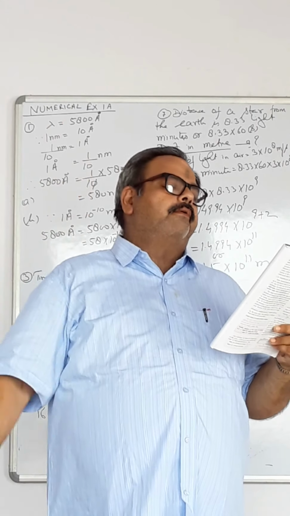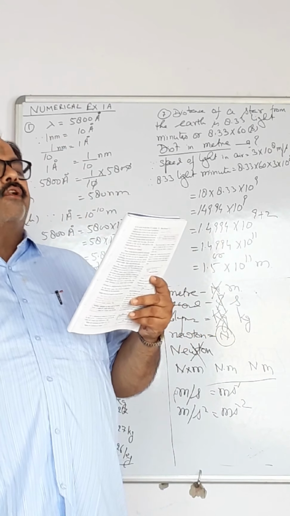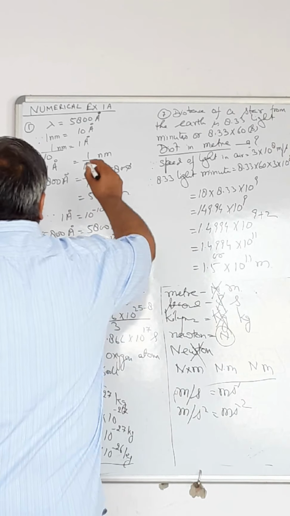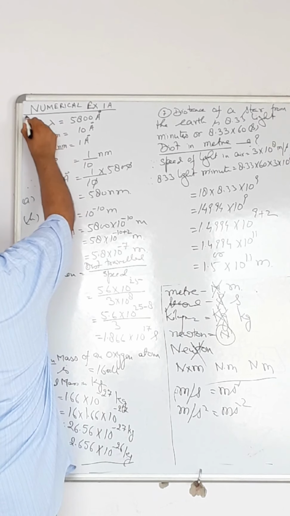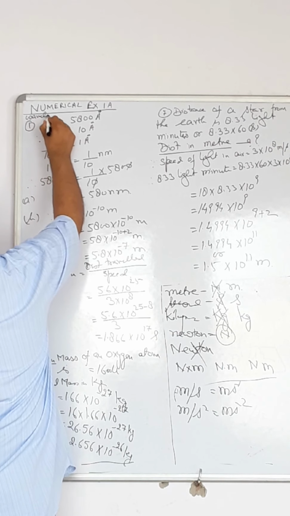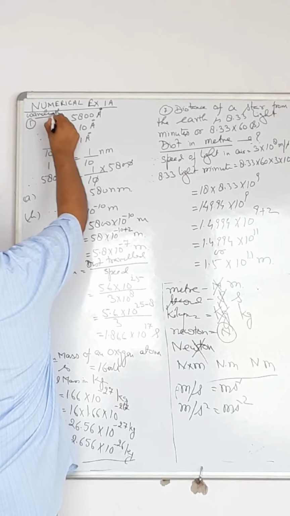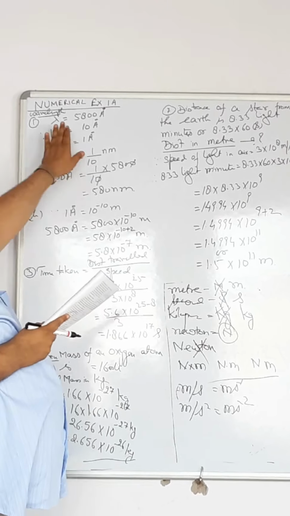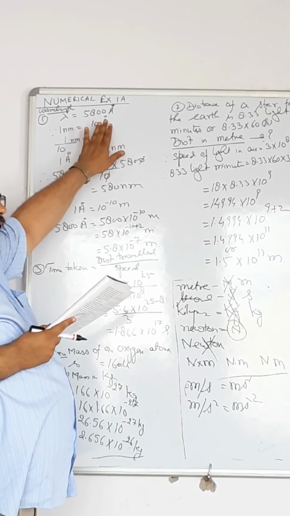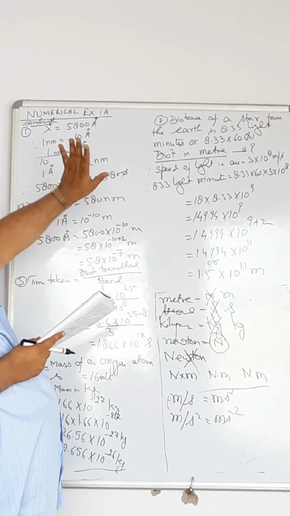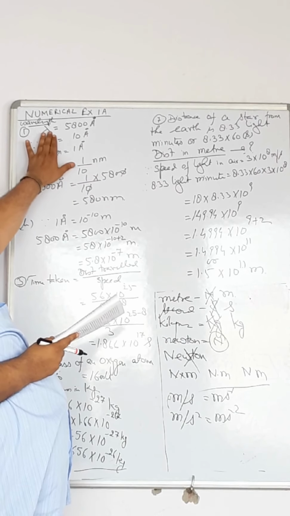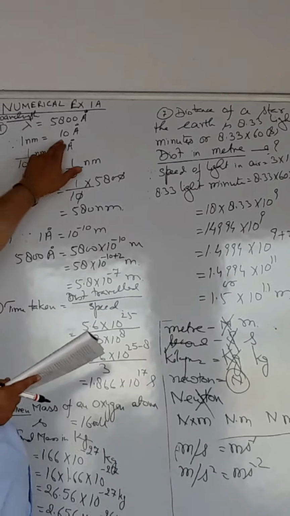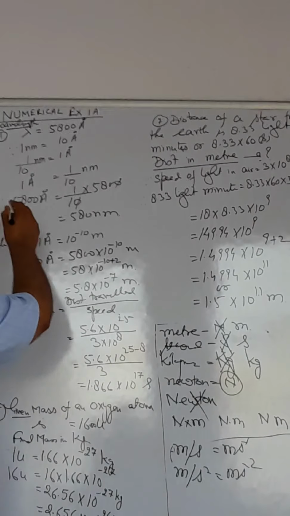Numerical number 1. The wavelength of light of a particular color. Wavelength is denoted by lambda, the Greek letter lambda, is 5800 Angstrom. Express it in nanometer and meter. First, the given value: lambda is 5800 Angstrom. We know that 1 nanometer is equal to 10 angstrom. Here is the solution.